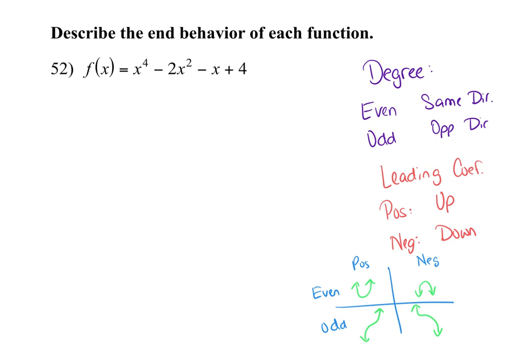For this one, it is even, same direction. It is positive, both up. So you can even say up on the left, up on the right. I'll take that, okay? But you have to tell me on the left side what happens, on the right side what happens, all right? You have to tell me how it goes. In this case, it goes up on the left, up on the right, all right?